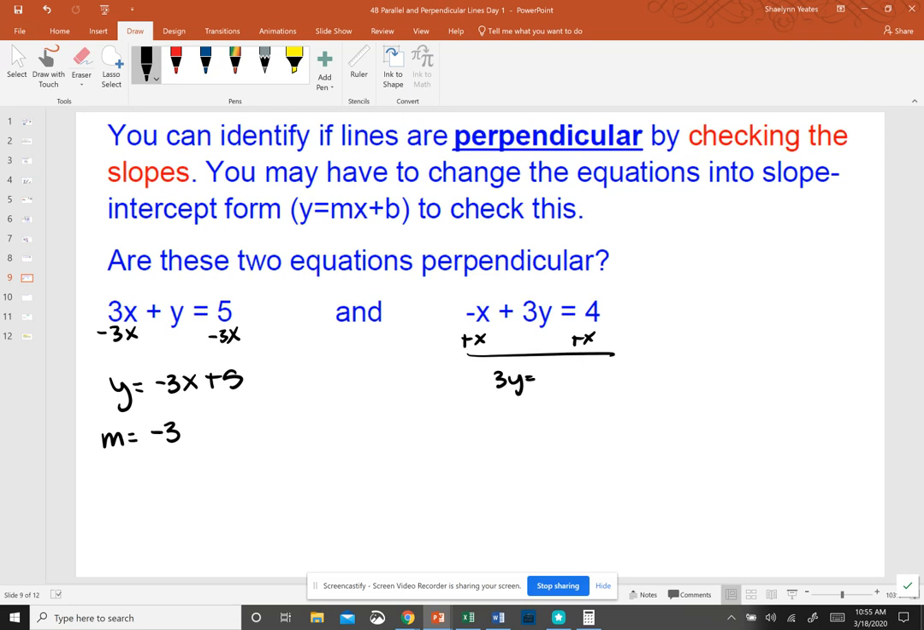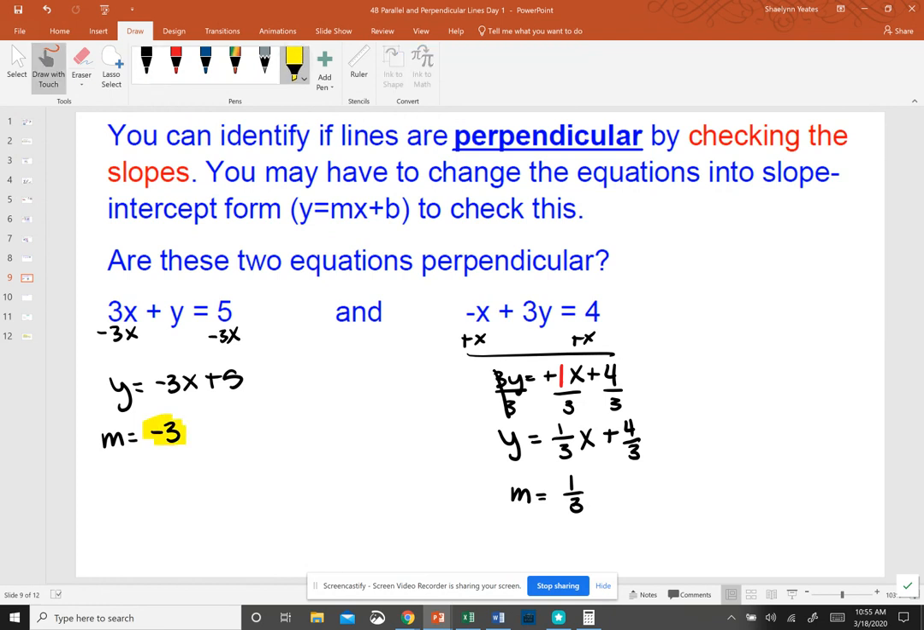So then I have 3y equals a positive, and I'm going to leave myself a little space to remind you of something, x plus 4. We have a positive 1x plus 4, but remember that 1 is technically invisible. All right, so now I'm going to divide everything by 3. So the 3s cancel out, and I'm left with y equals a positive 1/3 x plus 4/3. Now that 4/3 is a little less important right now. What's important is that my slope is 1/3. Because this is -3 and this is a positive 1/3, these are perpendicular.